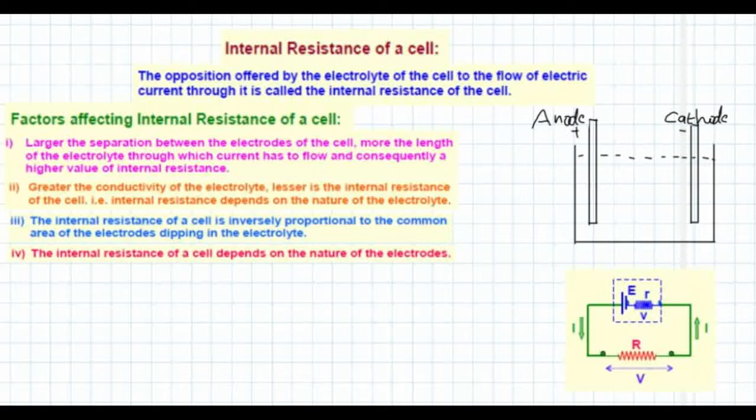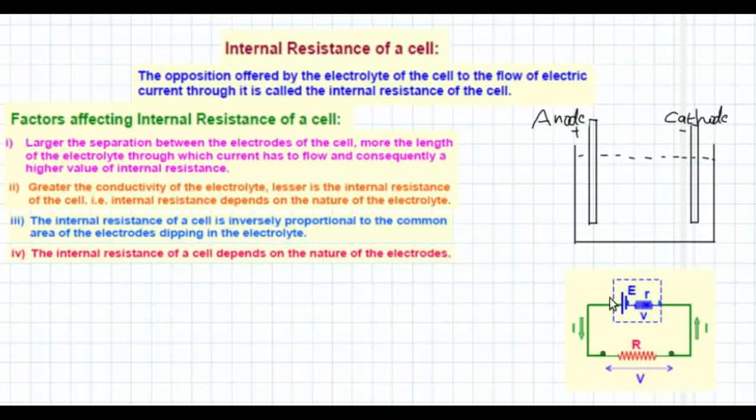Now technically the internal resistance in a circuit can be drawn like this. Here E represents the EMF of the cell. We will discuss this EMF shortly. So E is the EMF of the cell, and small r represents the internal resistance. Small v represents the potential drop across the internal resistance, capital R represents the external resistance, and capital V represents the potential drop across the external resistance.